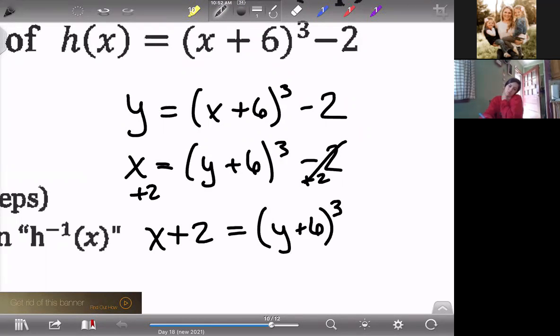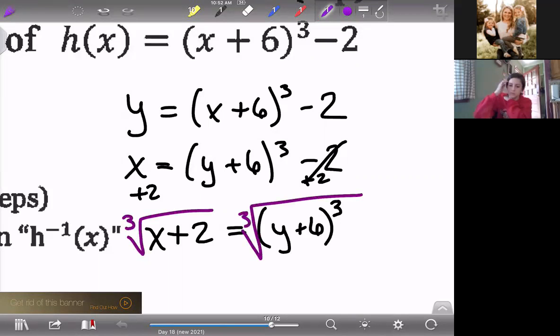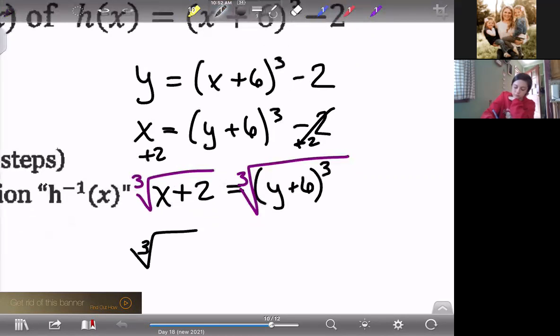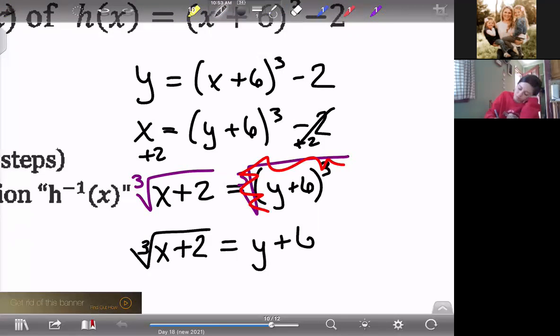How do I get rid of that 3rd power? In order to get rid of that 3rd power, we need to take the 3rd root, or the cubed root as it's most commonly called. If we take the cubed root of the right-hand side, we also need to take the cubed root of the left-hand side. So on the left-hand side, I now have the cube root of x plus 2. On the right-hand side, our cube root and our cube cancel, leaving us with y plus 6.